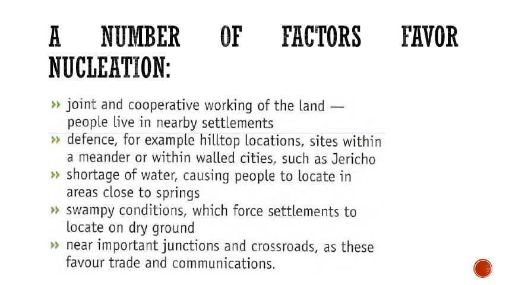A number of factors favor nucleation. Joint and cooperative working of the land. People live in nearby settlements. Defense, for example, hilltop locations, sites within a meander, or within walled cities such as Jericho. Shortage of water causing people to locate in areas close to springs. Swampy conditions, which force settlements to locate on dry ground, near important junctions and crossroads, as these favor trade and communication.